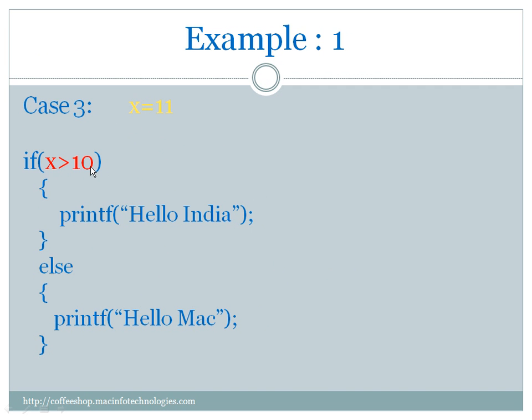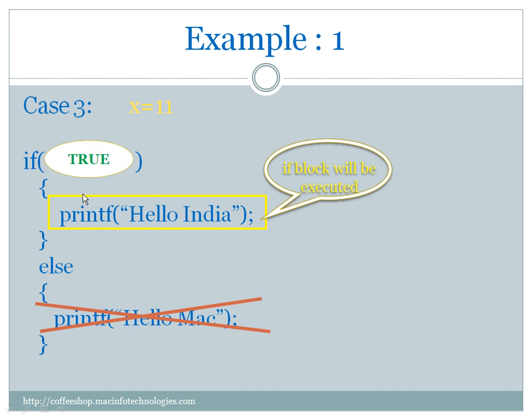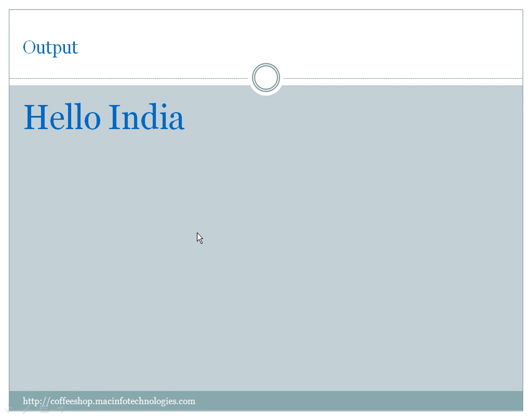Now we have x is equal to 11. In this case x greater than 10. So 11 is greater than 10, so this statement is true and the if block is executed. The else block is skipped. So we get hello India as output.